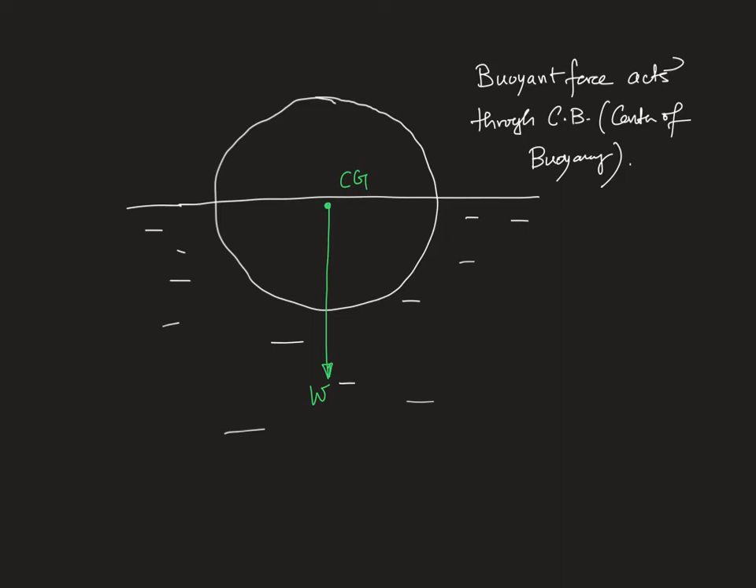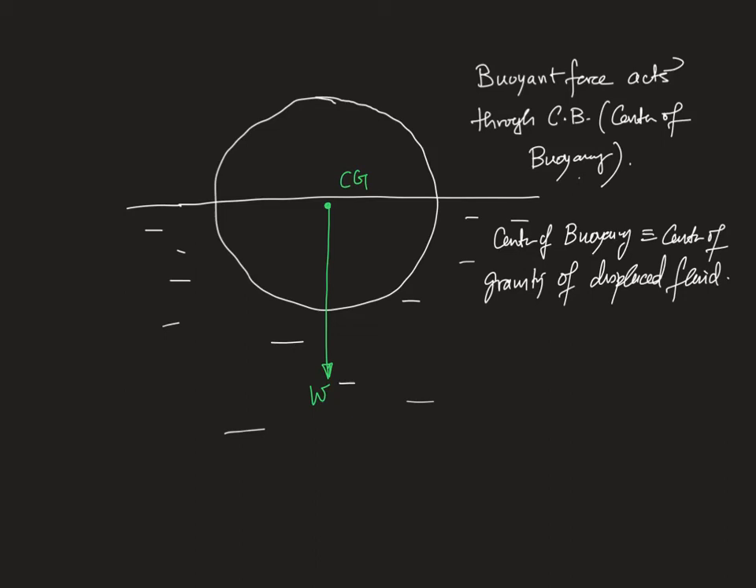This center of buoyancy is actually the center of gravity of the displaced fluid. So the center of gravity of the displaced fluid, you can guess it to be somewhere here, right? So this is CB and this is the buoyancy force. Now what happens when the body tilts? Suppose this is a liquid, and suppose you view a ship. So the ship looks like this.